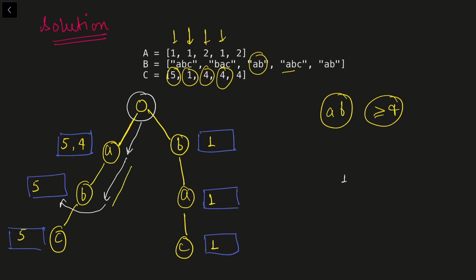I'll see that B is also inserted. So I'll just add the key. Then I'll see C. Again C is also inserted. So I'll just add the key, right?